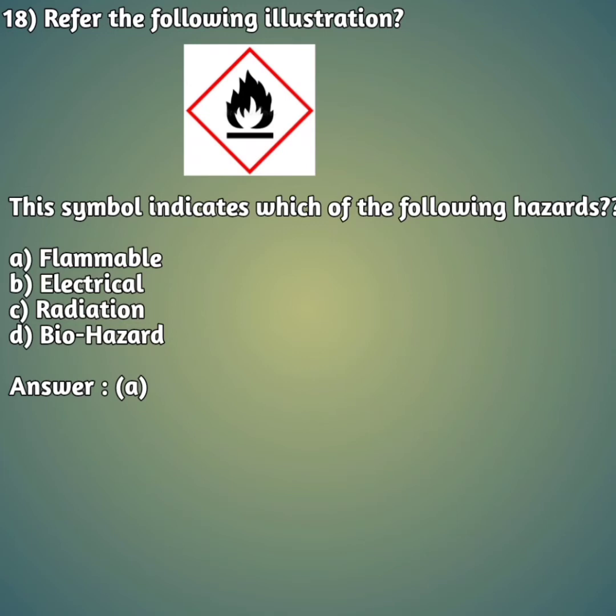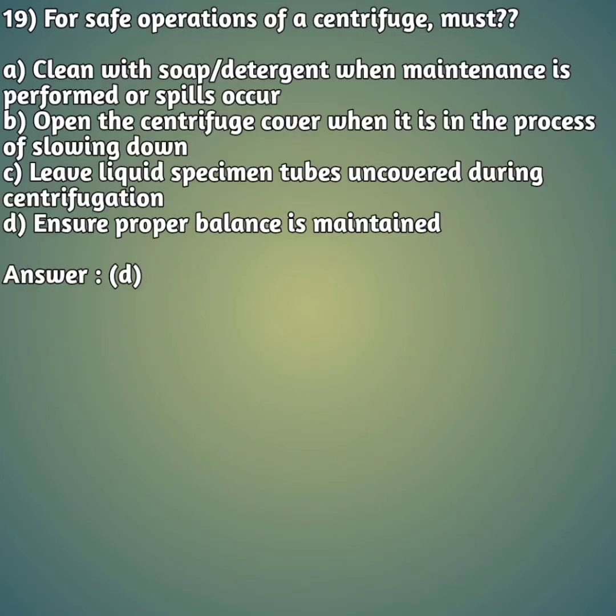Moving on to our 19th question: for safe operation of a centrifuge, you must option A clean with soap or detergent when maintenance is performed or a spill occurs, option B open the centrifuge cover when it is in the process of slowing down, option C leave liquid specimen tubes uncovered during centrifugation, option D ensure proper balance is maintained. So the right answer for the safe operation of the centrifuge is option D, ensure that proper balance is maintained on both sides. Okay friends.